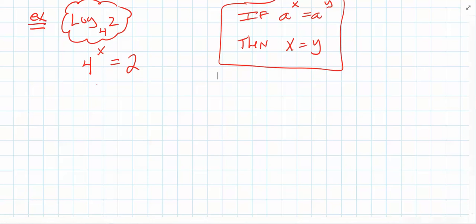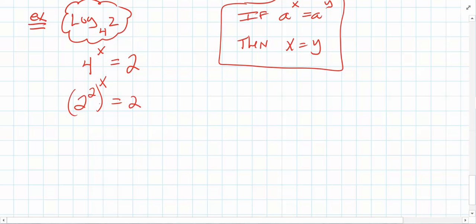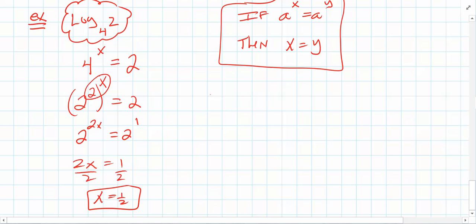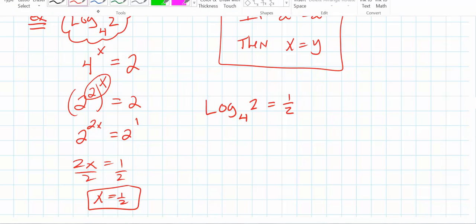Okay. So, is there any way I can make my 4 be a base of 2? So 2 to the 2, right? And this is all still raised to the power of x equals 2. What do I do when I raise a power to a power? So 2 to the 2x equals 2 to the first. Very good. Are my bases the same? So 2x equals 1. x equals 1/2. Okay, so it must be true then that log base 4 of 2 has a value of 1/2. Is this true? This is totally true.